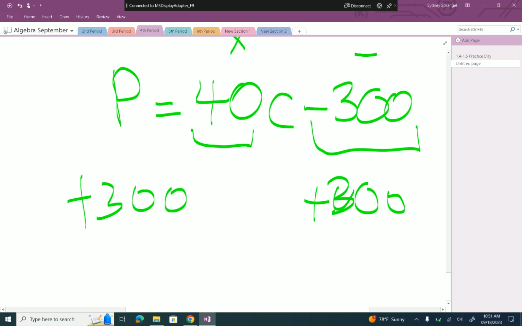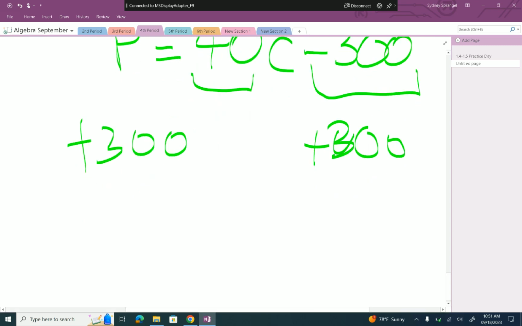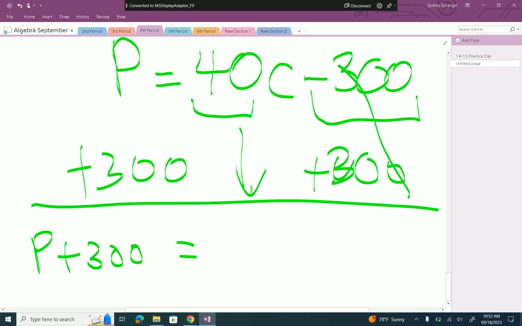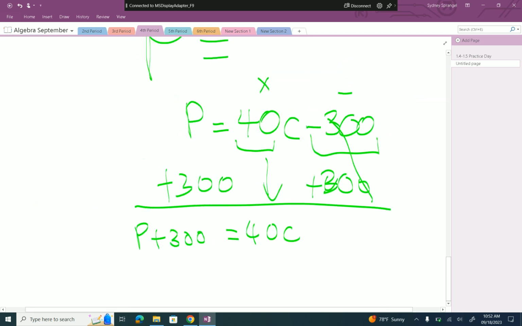So is P and 300, are those like terms? Can I add those? No, because one has a P, one does not. If it was P plus 300P, we could do that. Or just 1 plus 300, we could do that. But here, I'm just going to keep it P plus 300 because I can't combine them. So now I just have my 40C left. And now, I've taken care of my subtraction. Now I've got multiplication left.